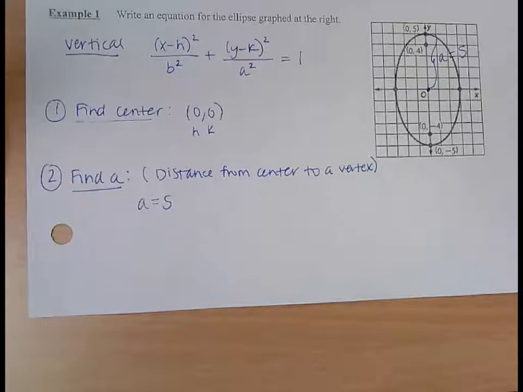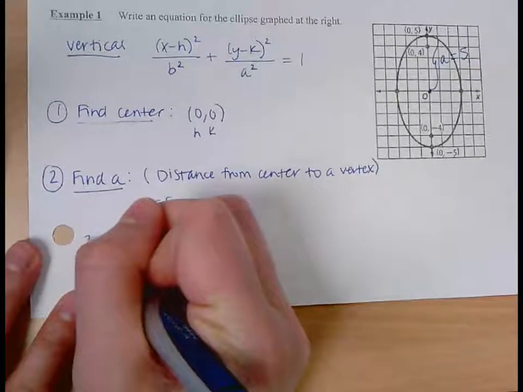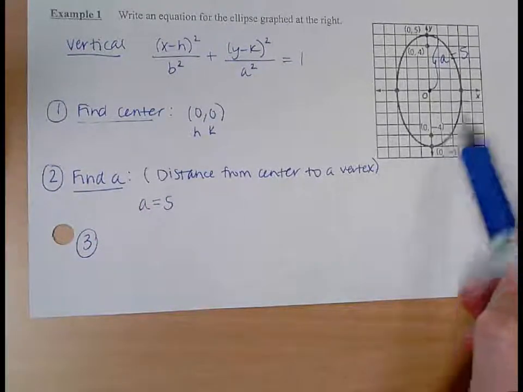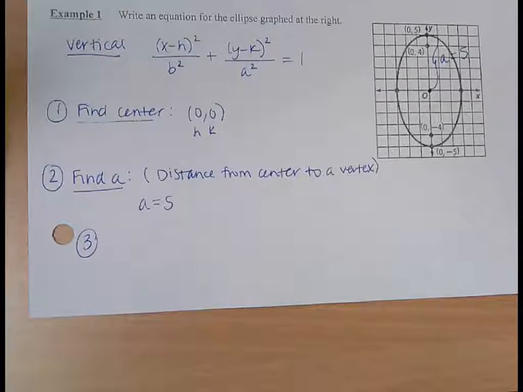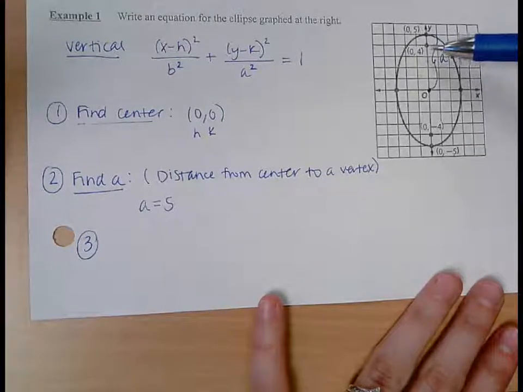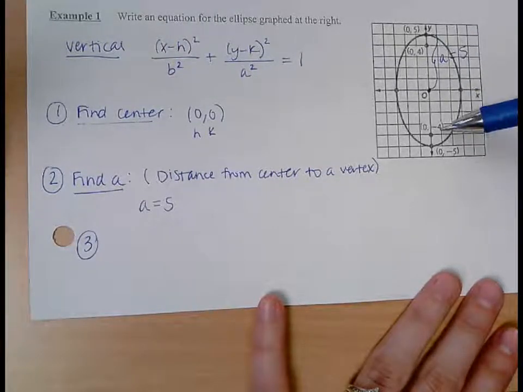The next step, so we have HK, we have A, we would need to know B. There's actually 2 different ways to find B. I want to show you both. One of them, just based on the actual graph we're given, is an easier way to find B. But I want to show you another way just because the way I'm going to show you first doesn't always work. So notice on this graph, they're giving you the ordered pairs for the vertices, and then they're actually labeling the ordered pairs for the foci.